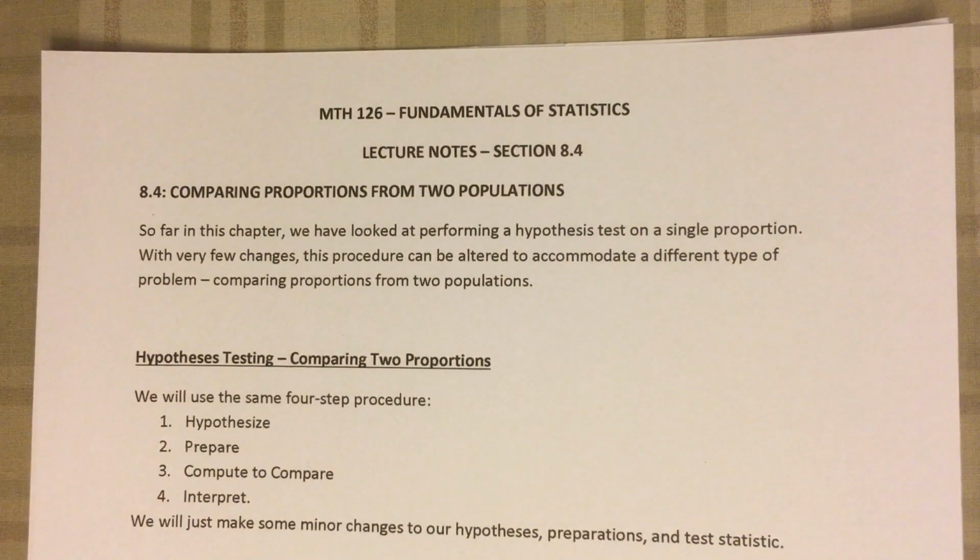Today we're going to talk about our last section in chapter 8. We're going to talk about comparing proportions from two different populations. So far in this chapter, when we've been doing our hypothesis test, we've just been focusing on one proportion. In this section, we're going to go through a similar procedure, but we're going to compare two different proportions instead. To save a little bit of work and calculations, we're just going to be going through these examples using StatCrunch.